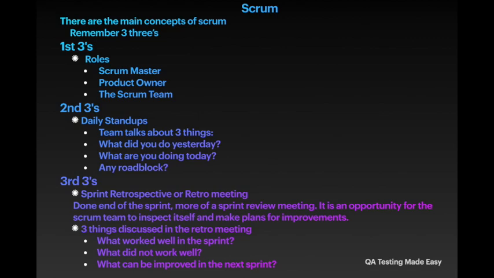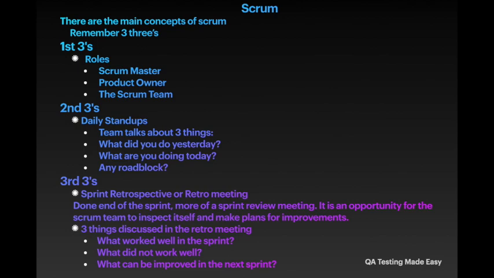Retros are done at the end of the sprint, more of a sprint review meeting you can think of. It is an opportunity for the Scrum team to inspect itself and make plans for improvements. Three things are discussed in the retro meeting: what worked well in the sprint, what did not work well in the sprint, and what can be improved in the next sprint. It doesn't have to be specifically these three questions, but that's what I have seen previously.